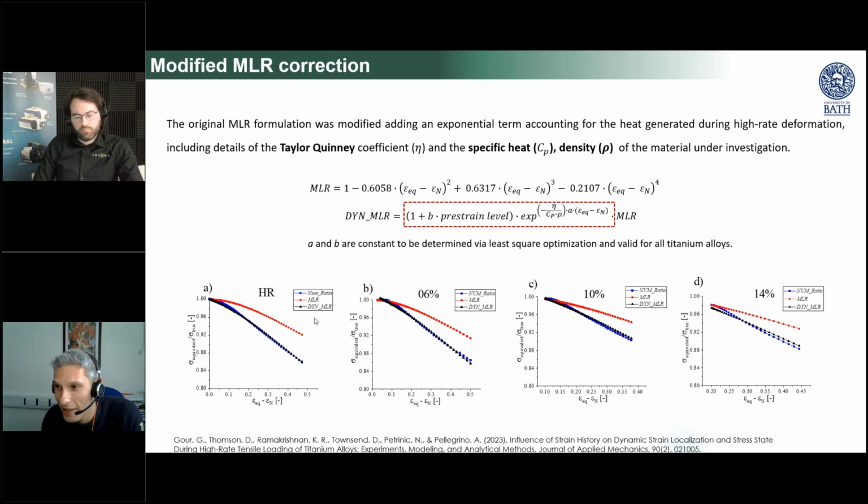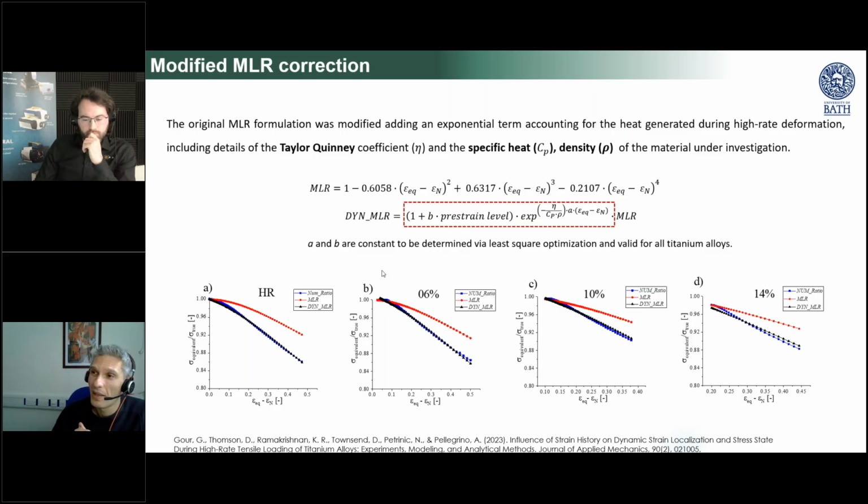So you can see that the dynamic MLR curve matches the experimental data very well. Now, this is pretty obvious at this point because we adjusted an available correction factor with our data, calibrating with all this, and we matched it. The question was, does it work for other titanium alloys that have similar thermal and density properties? That would be a more valuable correction factor.